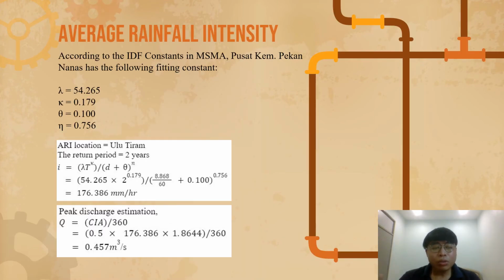In order to know the peak discharge estimation, we need the average rainfall intensity I value. According to the IDF constants, since it is near to Pergananas at Ulu Tilam, we use lambda equal to 54.265, K equal to 0.179, theta equal to 0.1, and N equal to 0.756. Applying all the data inside I, we get 176.386. So we substitute the values inside to get Q equal to 0.457 meter cube per second.